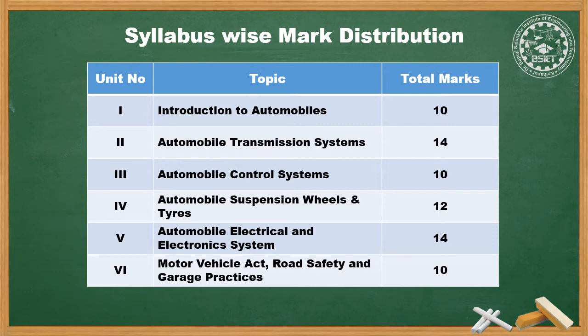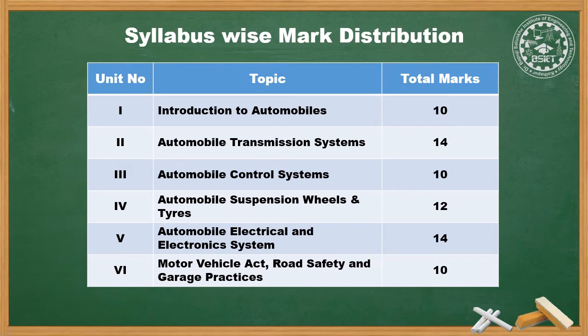Automobile Transmission System is the main part of the subject, because in this we are going to learn the different types of clutch and gearbox as transmission system. The energy or power transmission systems will be learned in the second chapter. Third chapter is automobile control system, as I said, the different automobile controlling systems such as the braking system and steering system will be studied in the third chapter, which again consists of 10 marks.